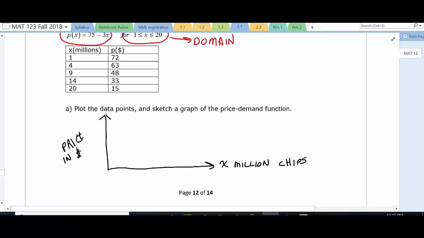Now the x-axis is only going to go from 1 to 20. So what I'm going to have you do on this is just go 1, and then you can just kind of estimate the rest. You don't have to go a notch all the way up to 20 unless you want to.